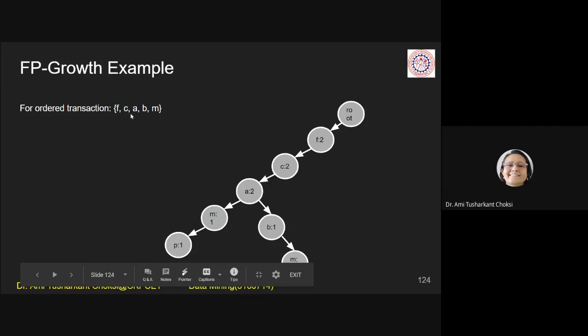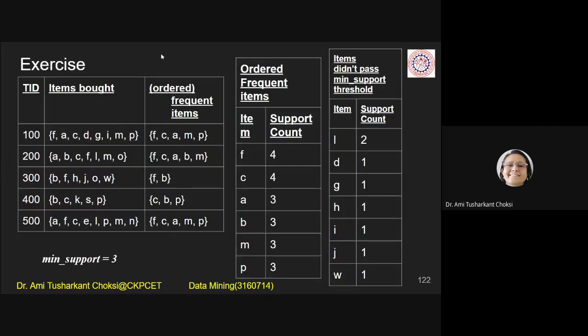Now, for the next transaction, it is F, C, A, B, M in the ordered transaction, right? In this particular table, we have put everything here, so we just have to consider this. Previously, we were considering the particular transaction and then working it out. You can write it anyway, but if you have made this table, it makes your life simple. You do not have to check the original transaction. You just have to check what is there in the ordered frequent items, because that only is required for making the tree.